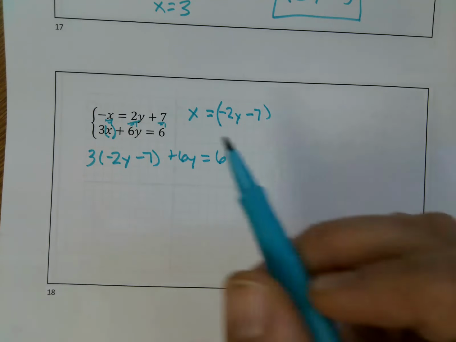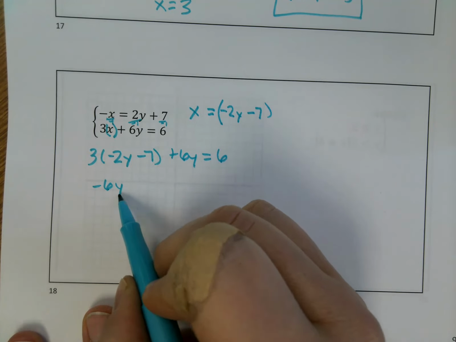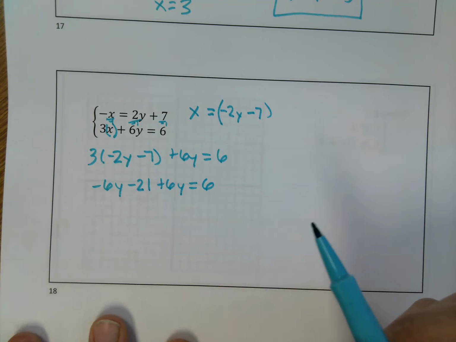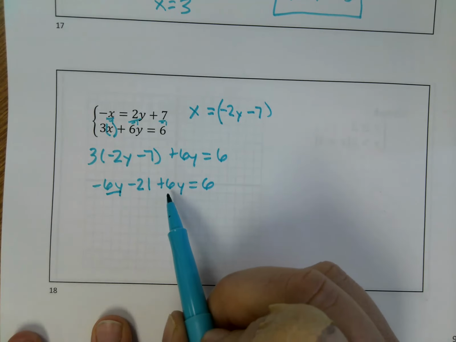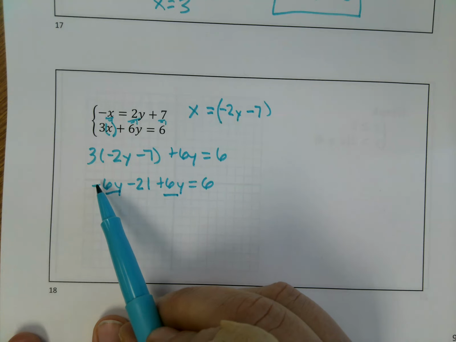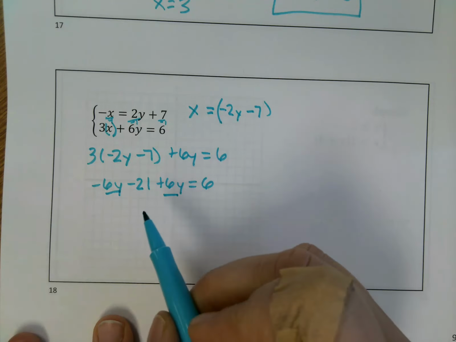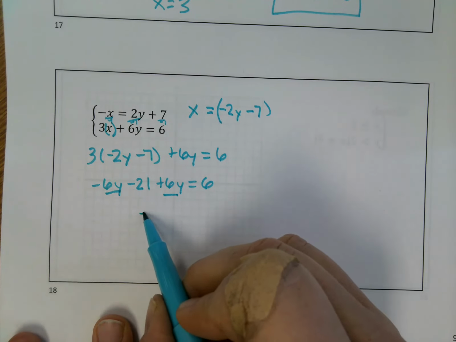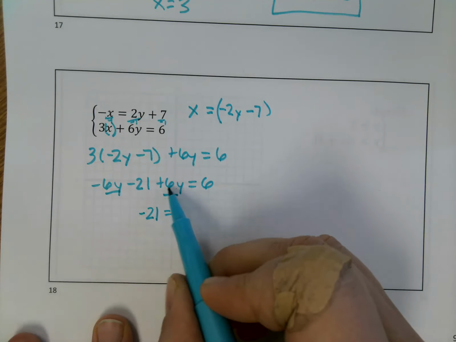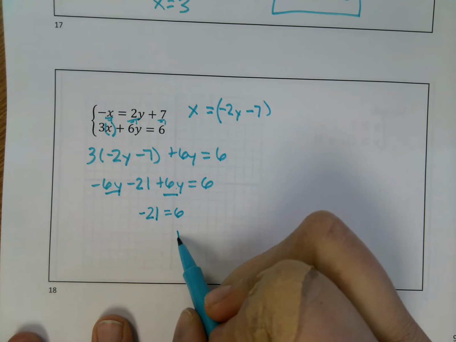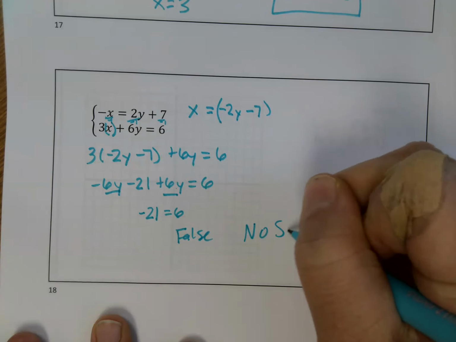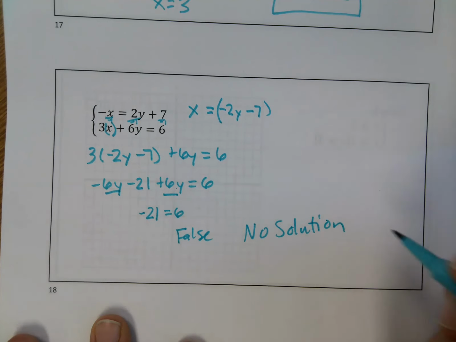So I can distribute my 3 to both terms. So negative 6y minus 21 plus 6y is equal to 6. So I combine my like terms here. Now these are on the same side. So I have negative 6y plus 6y. That becomes 0y. So what I'm left with here is negative 21 is equal to 6. Because these completely cancel, this would be a false statement. And since this is a false statement, there is no solution here. No solution.